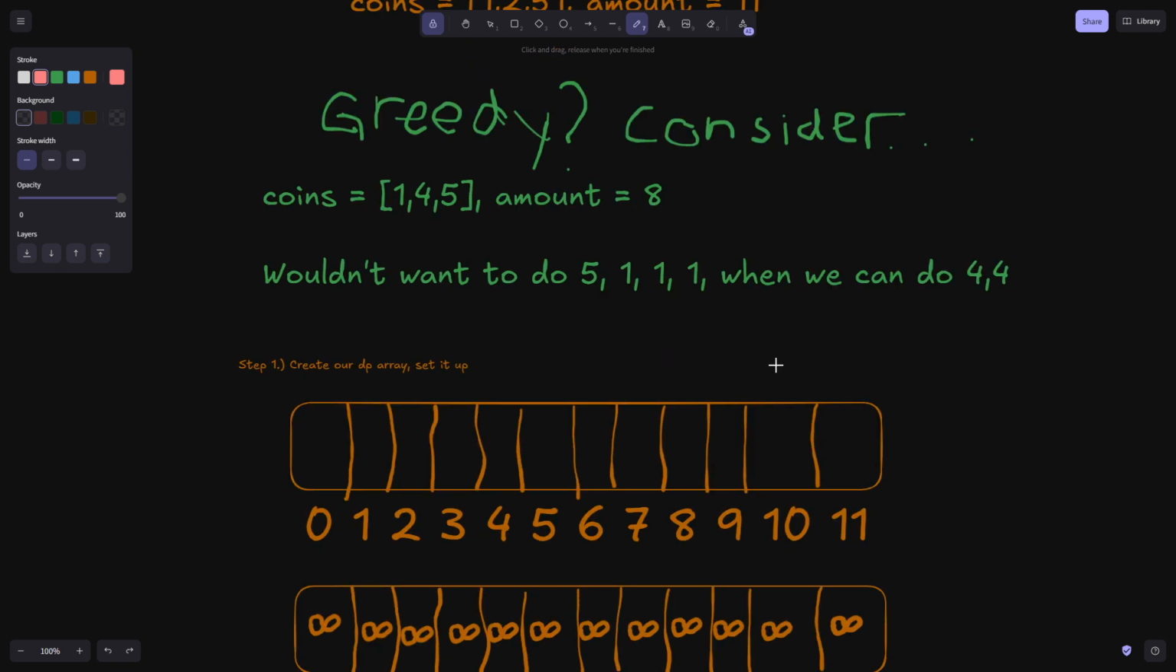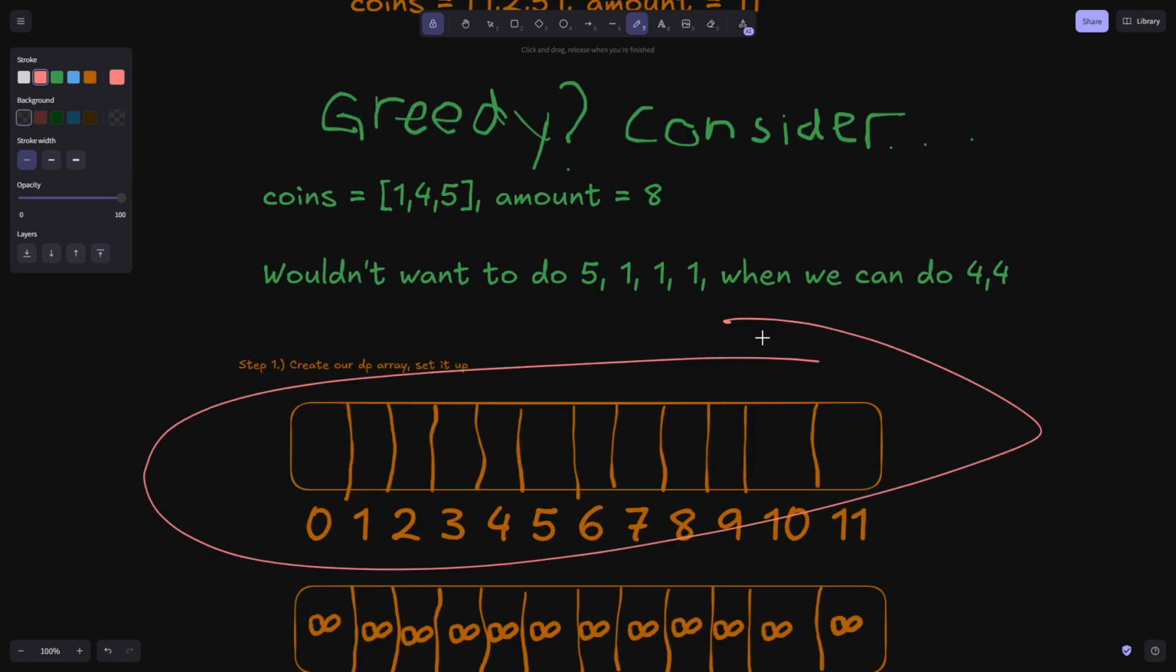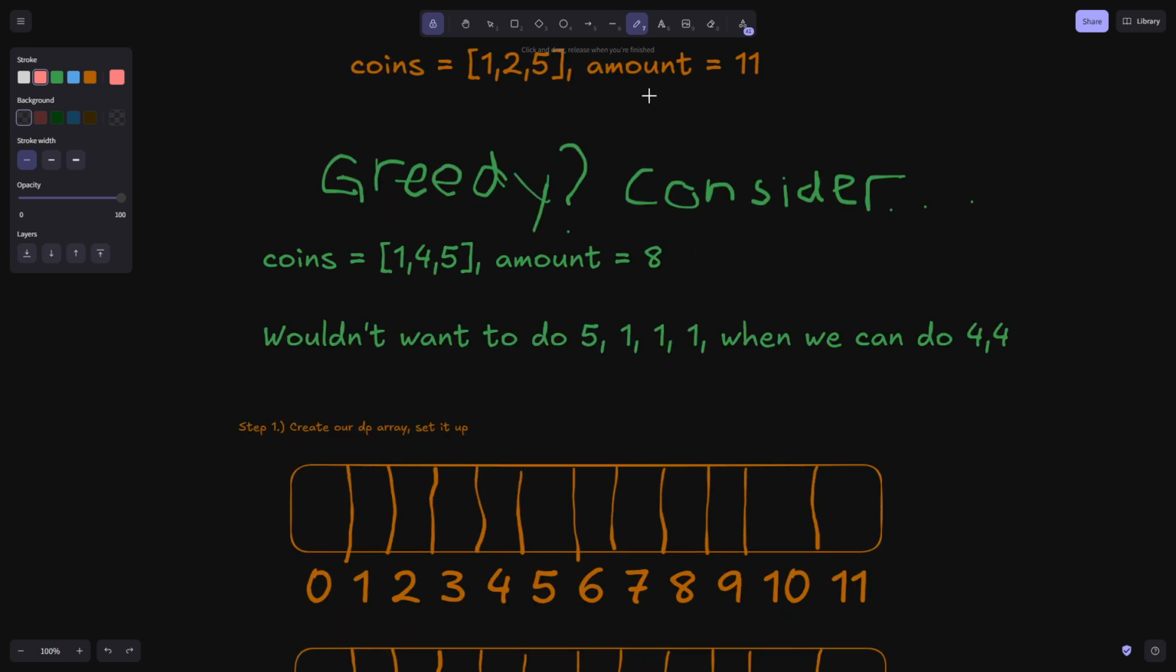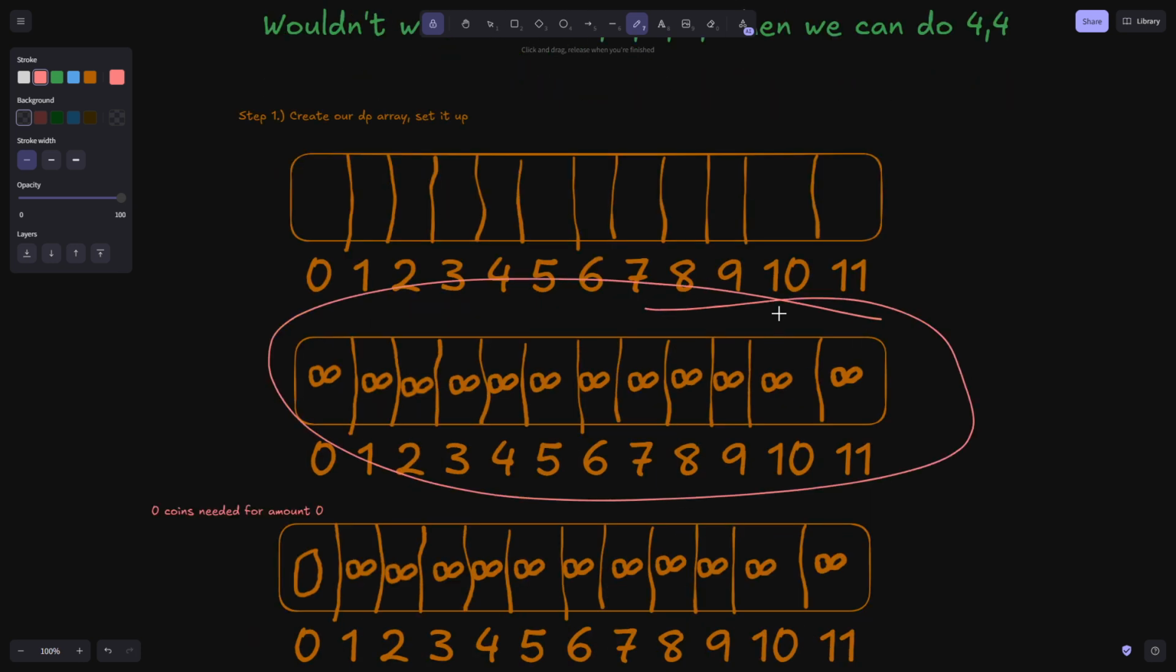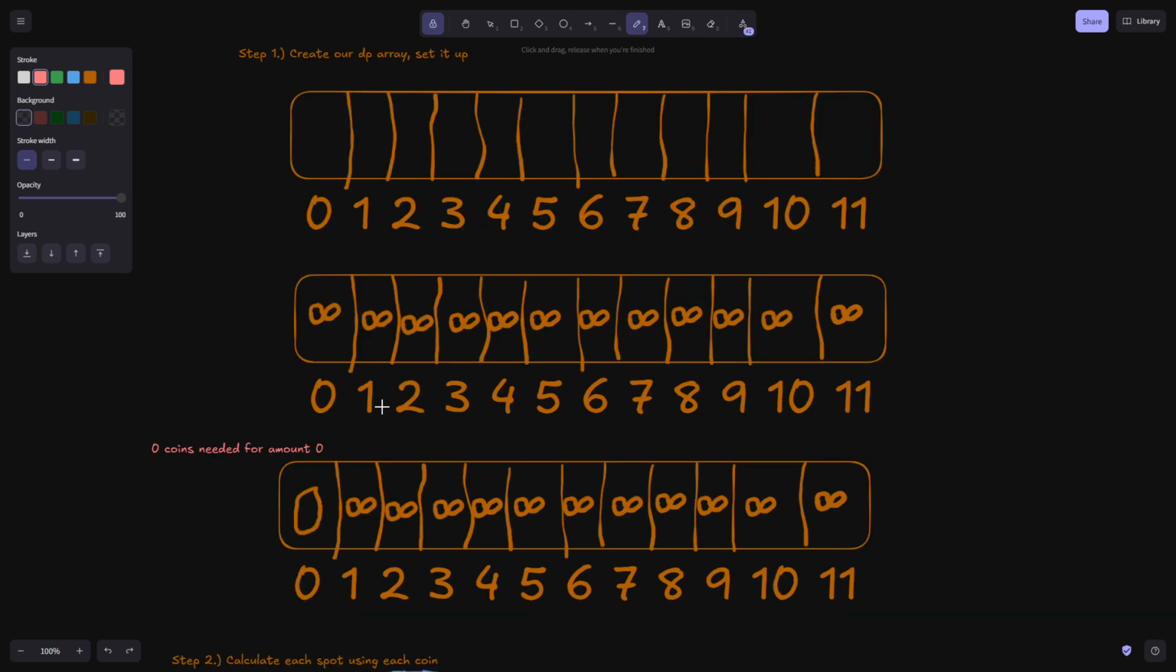So we're going to create a DP array, right? And the length of the DP array should basically be created using the amount plus 1, right? So 11 plus 1. So our DP array, for example, would be 12. We have a 0th index, so this is size 12, okay? And we want to populate every place in the array with infinity. Those are just our placeholder values.